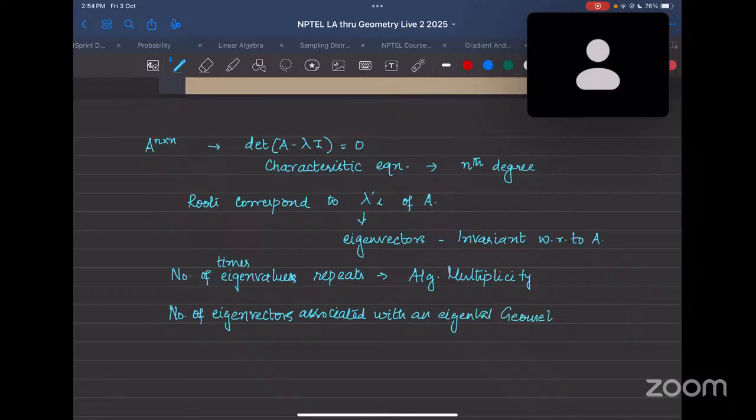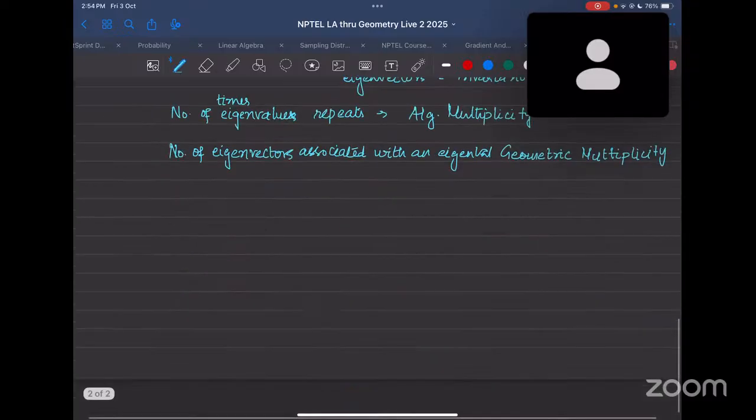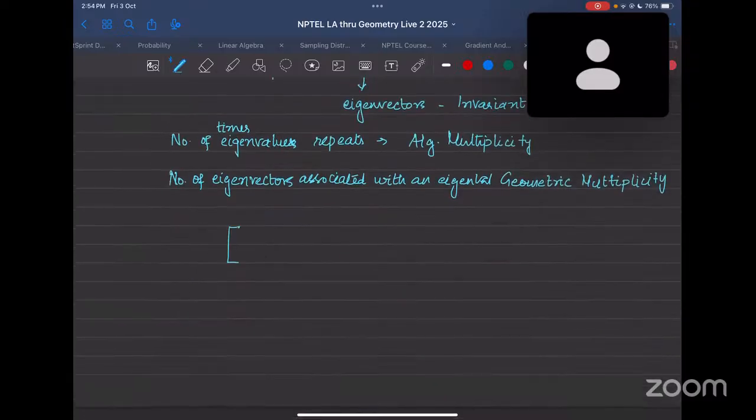Now, it could be such that there might be cases wherein the number of eigenvectors associated with the repeated eigenvalue could go less. Could go less in the sense, we took this example. Let me take this matrix, [[1, 1], [0, 1]].